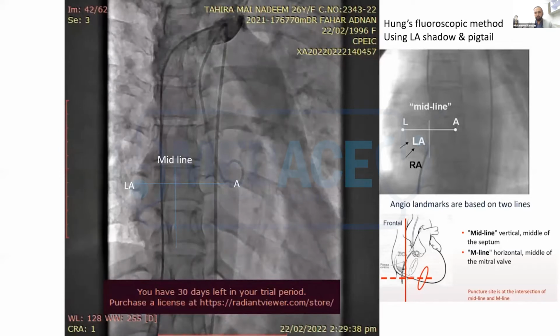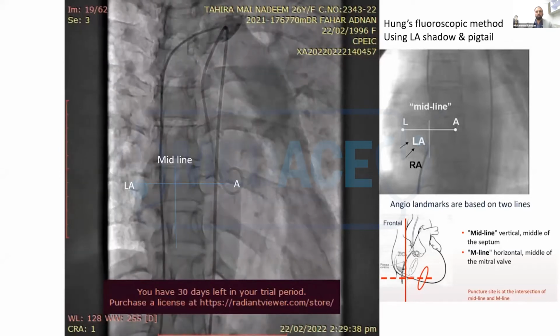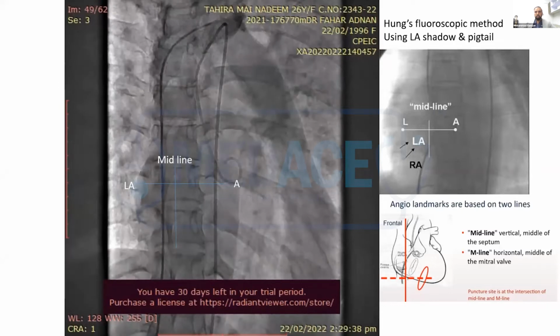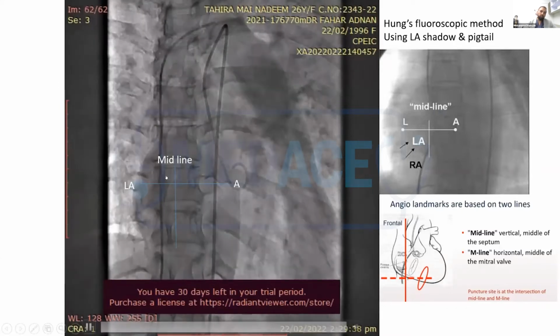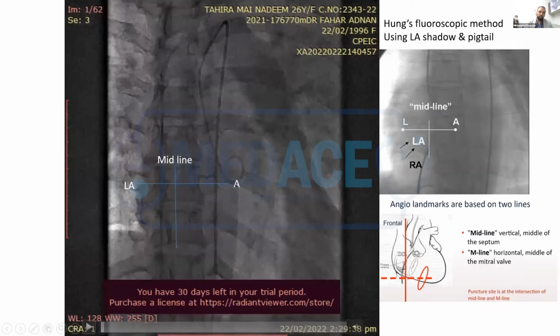By the modified Hung fluoroscopic method, even without the contrast, we can use the LA shadow and the pigtail to mark the vertical midline. So we will take a point from the pigtail, that is the non-coronary cusp of the aorta, to the outer border of the LA, and then we will draw a vertical line from the midpoint of this horizontal line, and this will be our midline. And this midline usually passes through the middle of the interatrial septum.